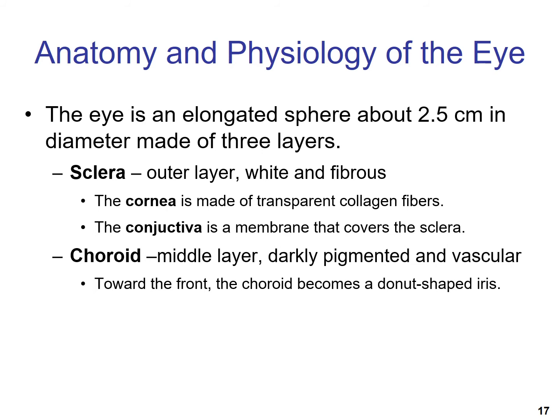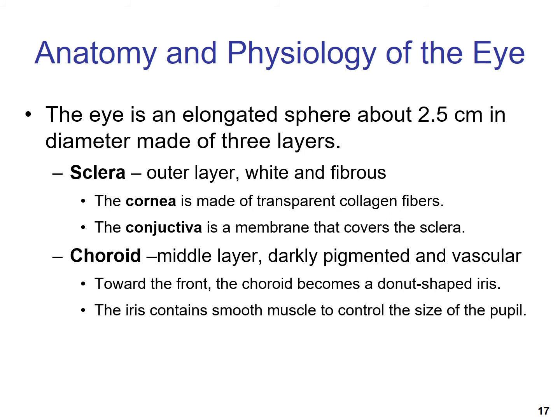Towards the front, the choroid becomes the iris, and the iris is the colored portion of your eye, and we'll see what the function of that is in just a minute. It contains smooth muscle that controls the size of the pupil, and the pupil is an opening into the eye. The pupil is the black part of your eye, and it's not black because it's pigmented, it's black because it's actually an opening that goes into the eye.